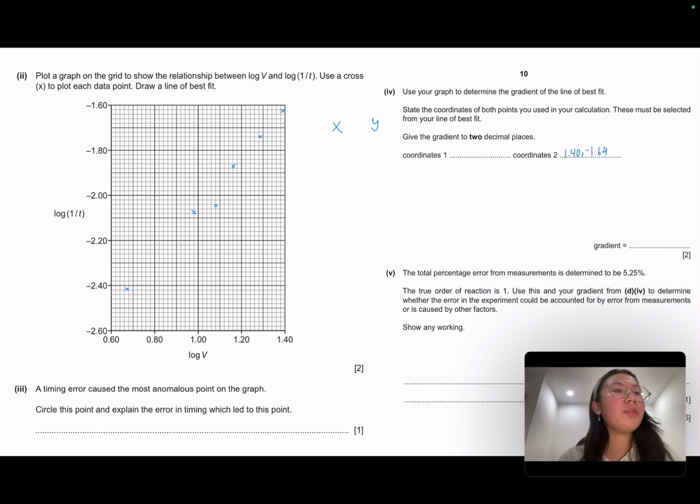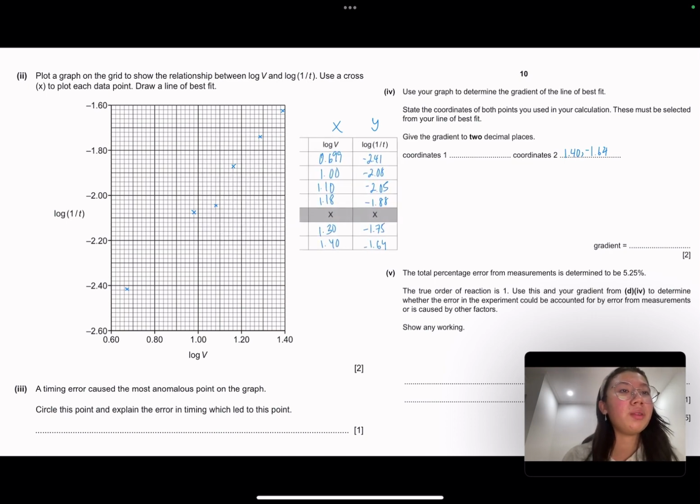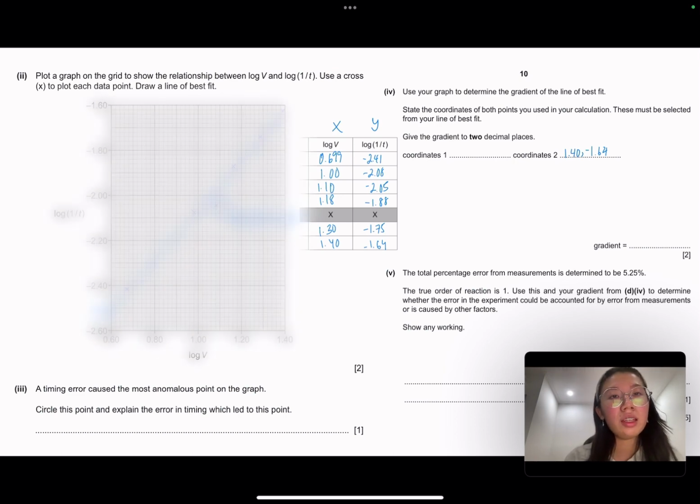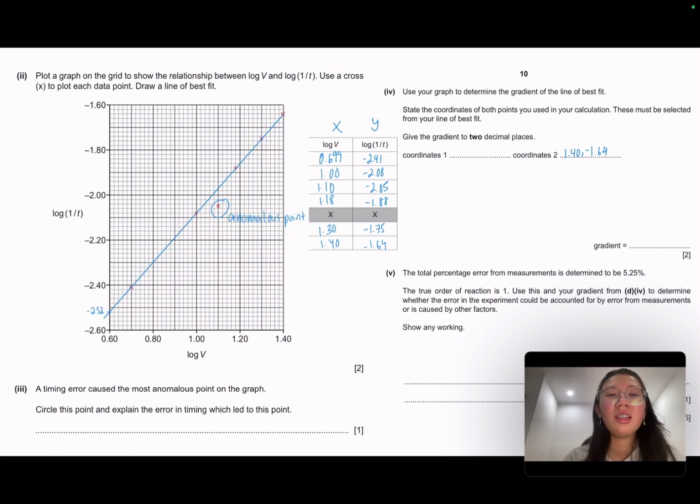And again, use the values you have obtained. So plug in the value of log v; this will be your x, and your log 1 over t would be your y. Okay. And there you go, it's fixed. So again, that is the line of best fit.